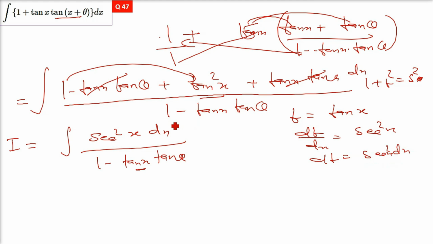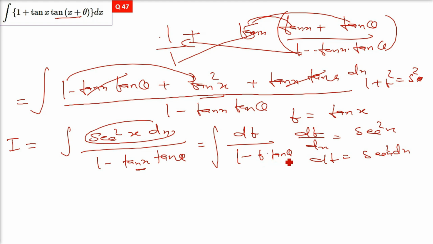So what do we get? Numerator is already dt. Denominator is 1 minus t into tan theta. Now don't get confused that tan theta is there, because just assume tan theta is some a or b. It's a constant. I'm reiterating again, don't get confused by this tan theta. It's just a constant. I'm just saying 1 by ax plus b. The integration is 1 by a ln modulus of ax plus b. If it is 1 by ax minus b, it will be 1 by a ln modulus of ax minus b.